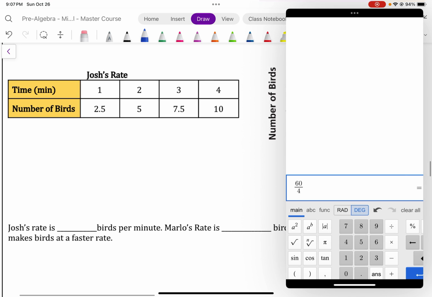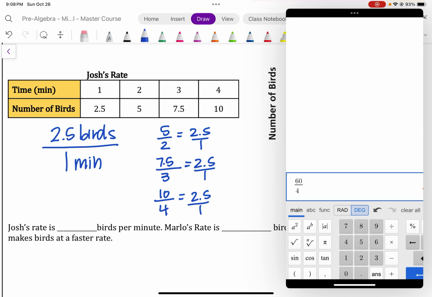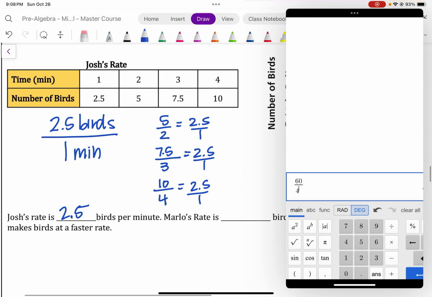And so we want to look at Josh. 2.5 birds in 1 minute. And that's consistent across the table. So 5 over 2 would be 2.5 over 1. 7.5 over 3 would be 2.5 over 1. So I can see that this rate is consistent across the whole table, 2.5 over 1. So Josh's rate is 2.5 birds a minute. So he is making birds really quick.